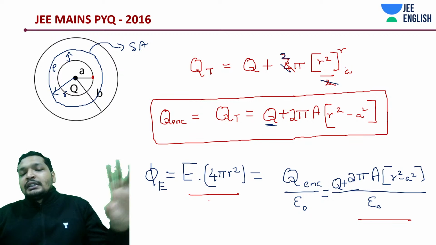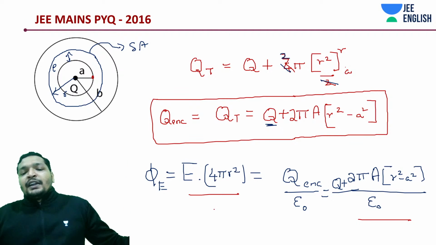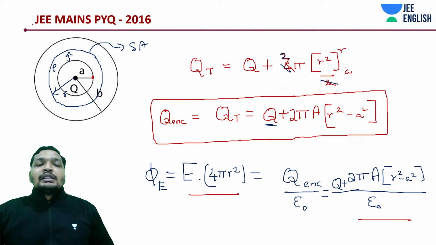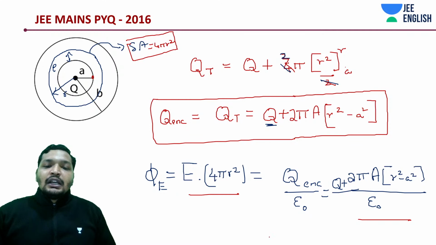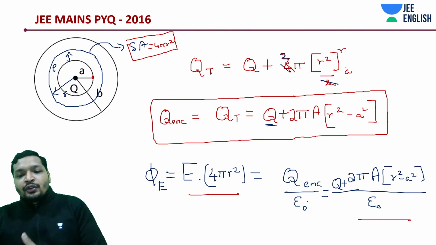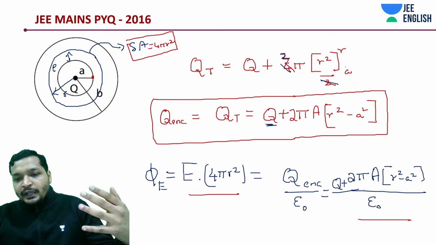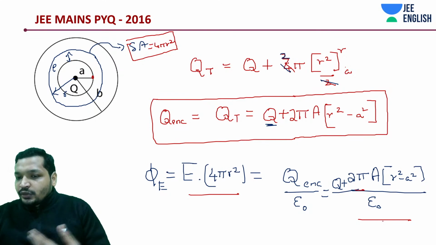So in this given problem, flux we wrote it to be E into 4 pi r square, since this surface area is going to be 4 pi r square. That is the area from where the flux is exiting. E into 4 pi r square is equal to Q enclosed by epsilon naught, which is going to be Q plus 2 pi a (r square minus a square) divided by epsilon naught.